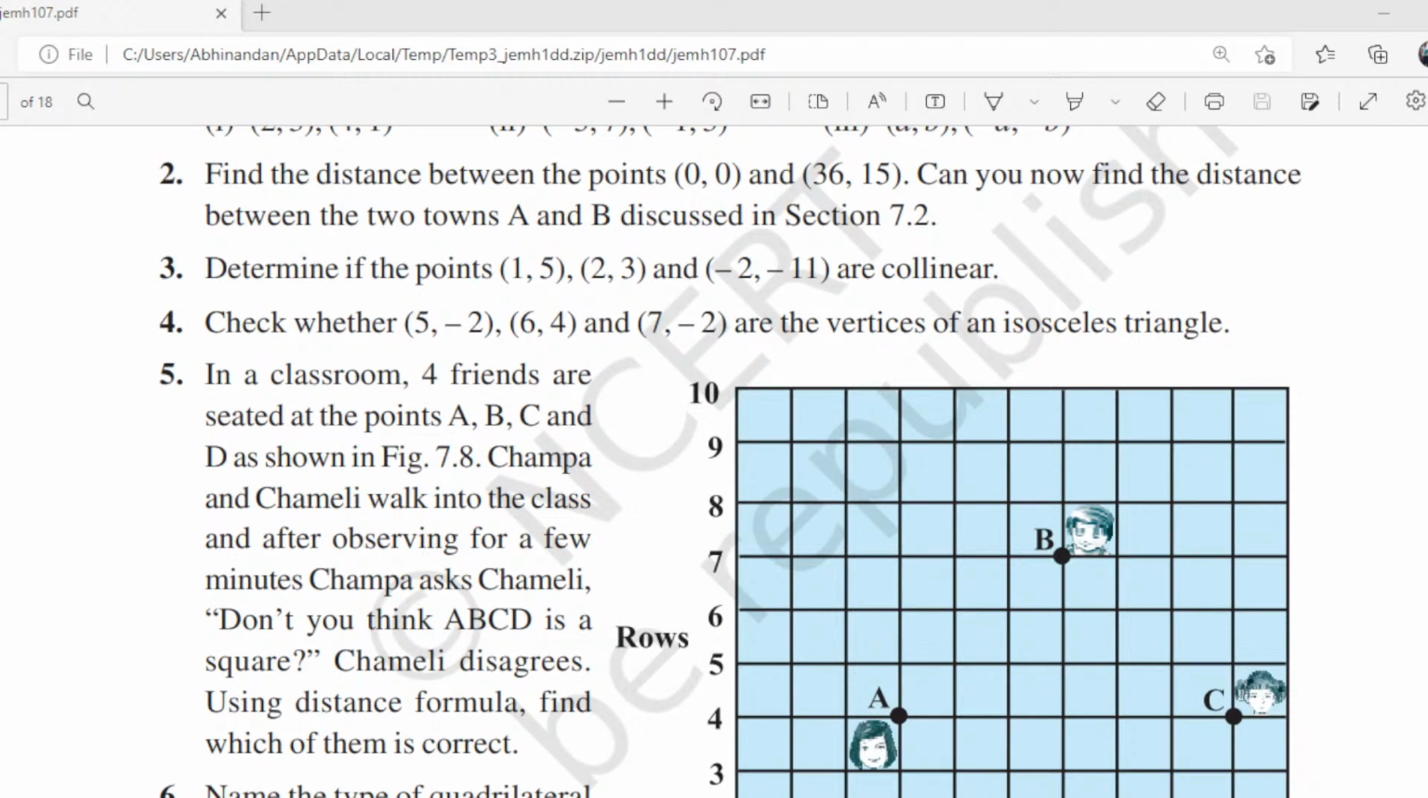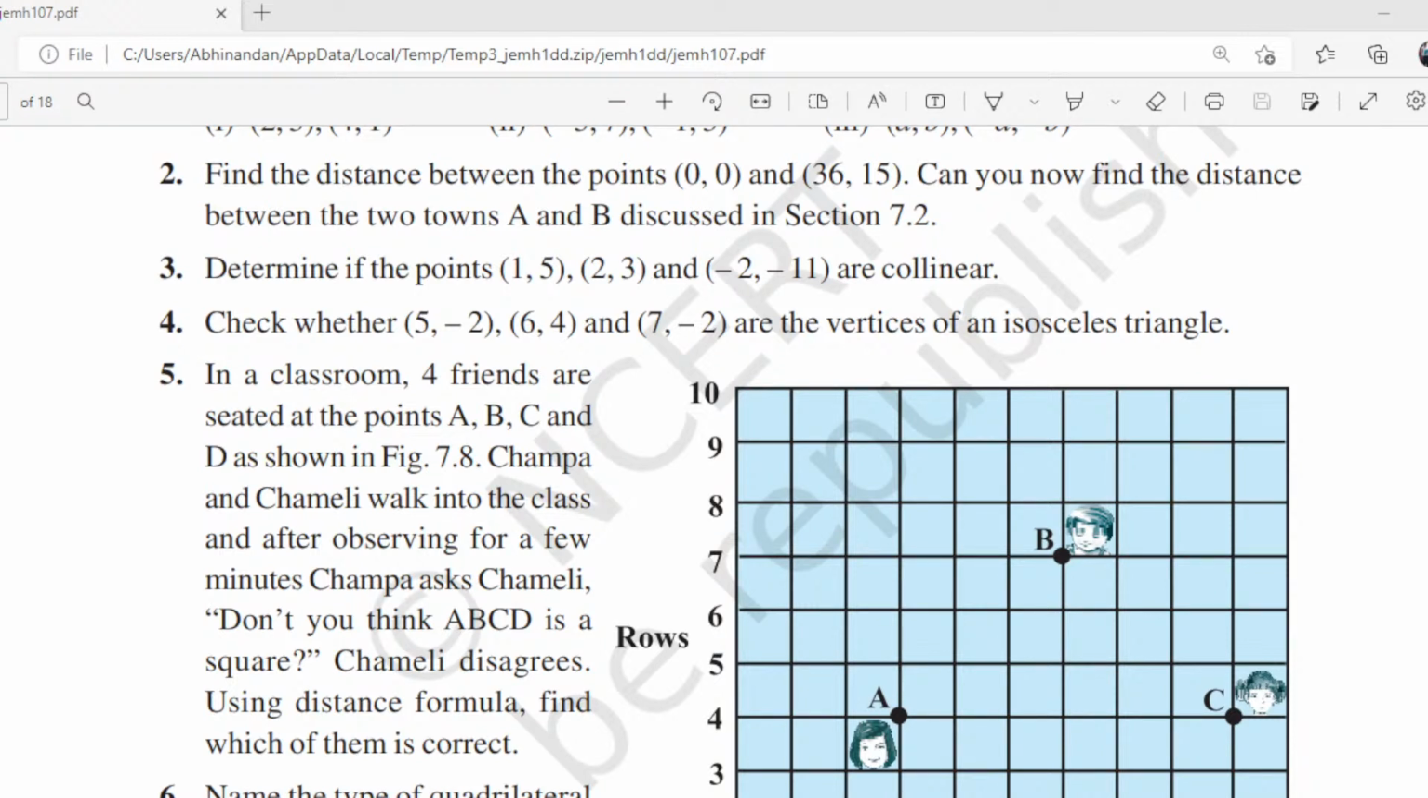The fourth question, what is that? Read the question. Check whether 5, minus 2, 6, 4, 7, minus 2 are the vertices of an isosceles triangle. If they are the vertices of an isosceles triangle, I will use the property of the isosceles triangle. Isosceles triangles are those triangles which have two sides equal on the common base, unequal. Suppose this is A, this is B, this is C. I will find AB, BC and AC. If any two sides are equal in length, definitely I will say that this is an isosceles triangle. There is no other issue. Understood? Very easy, so I will just demonstrate it and you can do it.